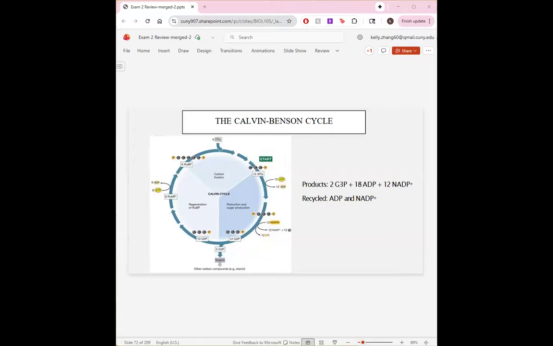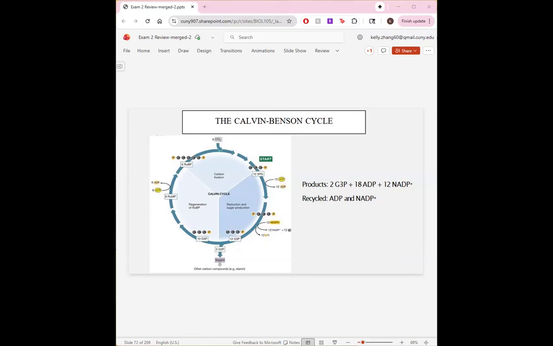Then comes the reduction and sugar production. The products of the Calvin-Benson cycle are the total yield of solar energy conversion by green plants. Most of the stored energy is consumed in glycolysis and cellular respiration by the plant itself, but some of the fixed carbon also becomes amino acids, lipids, and nucleic acids.